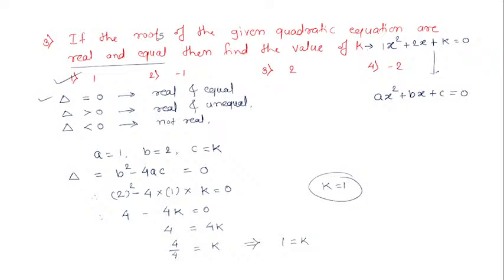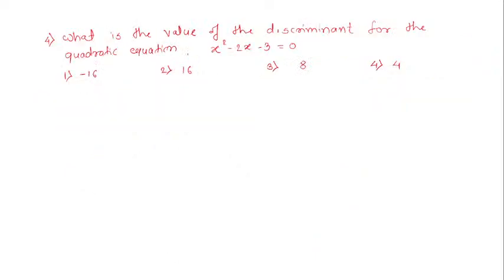Okay, so this is the question from the topic quadratic equation. We have another question from the same topic. The question is: what is the value of the discriminant for the quadratic equation x square minus 2x minus 3 is equal to 0? Alternatives are minus 16, plus 16, 8 and 4. So here we have both the values 16 and minus 16, and we have to choose the correct alternative.